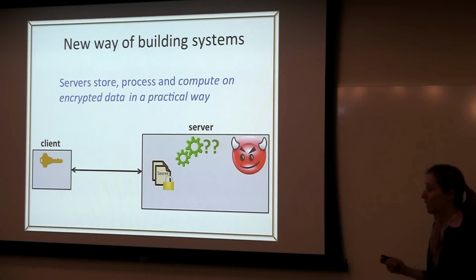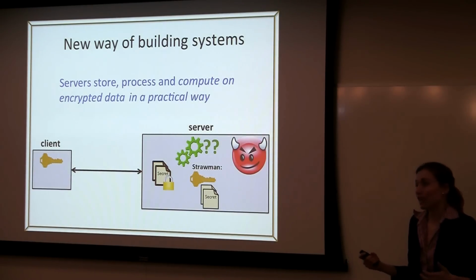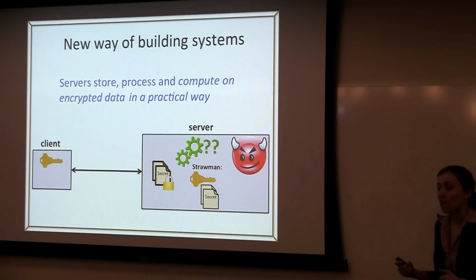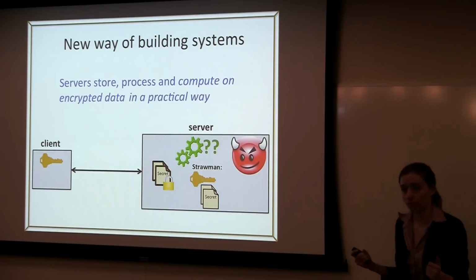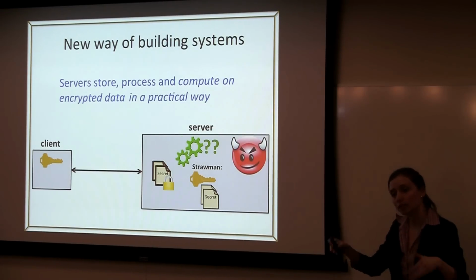One strawman you might consider is the client sending the key to the server so that the server can decrypt the data and compute on it the same as before. And then after the computation is done, it can throw away the decrypted data and the key.